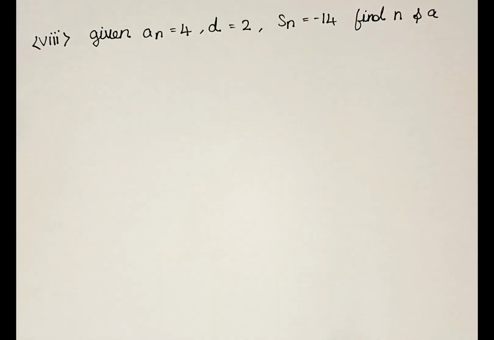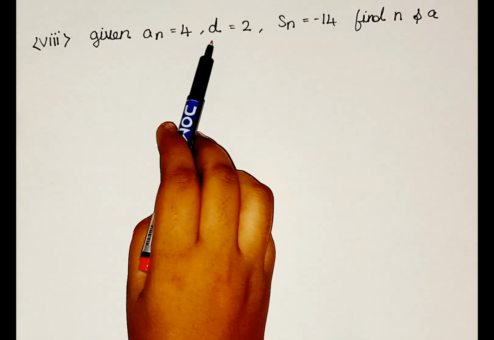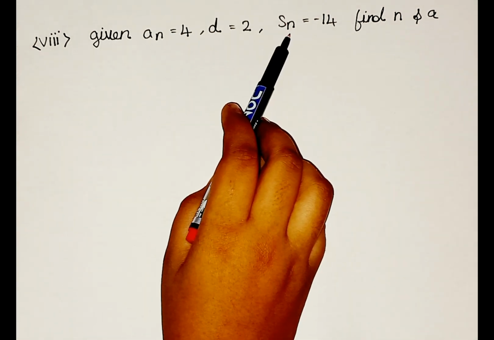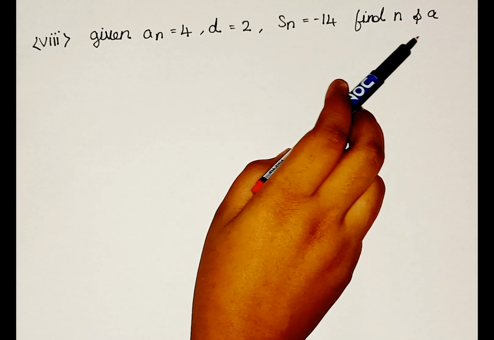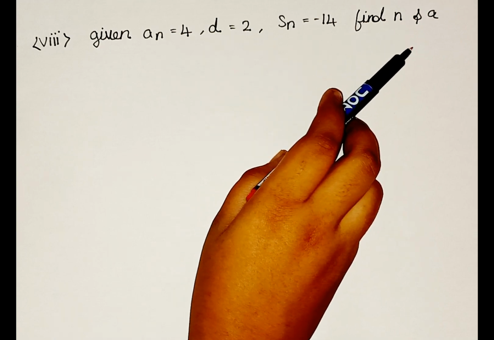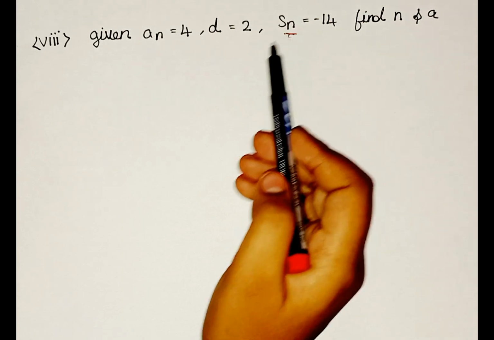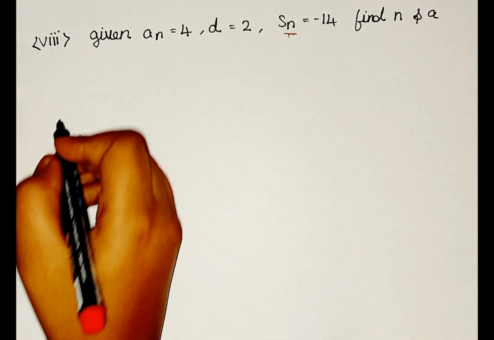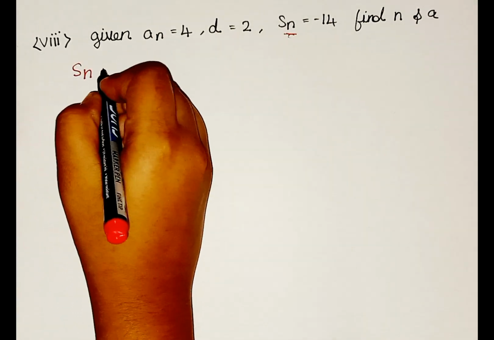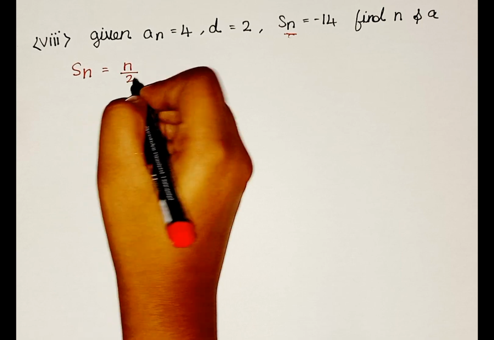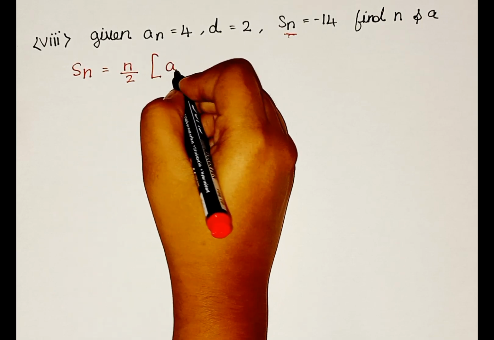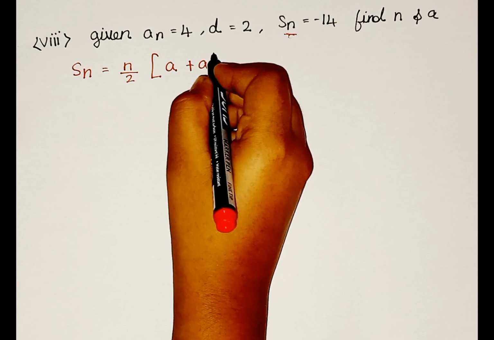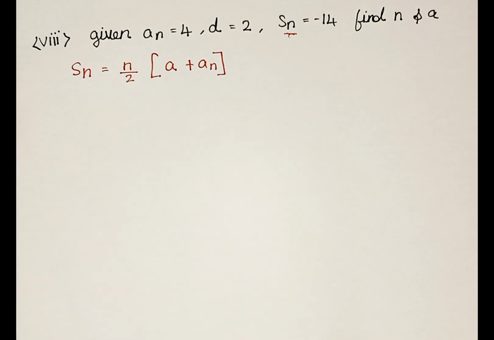Alright guys, now let us solve the 8th subdivision. In this 8th subdivision we have the an value, d value, and Sn value. We have to find the n value and the a value. So how to find it? Since we have the Sn value, let us apply the Sn formula. Sn is equal to n by 2 into bracket a plus an. So this is the Sn formula.